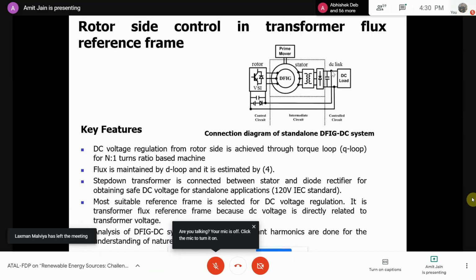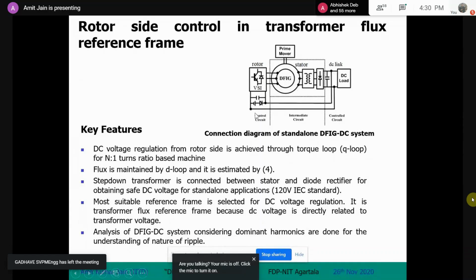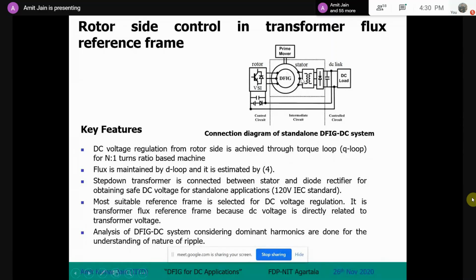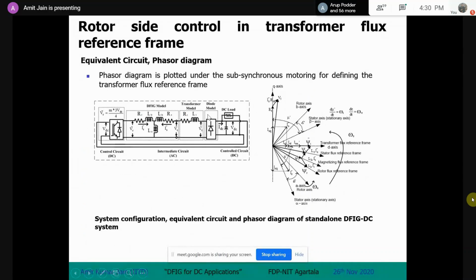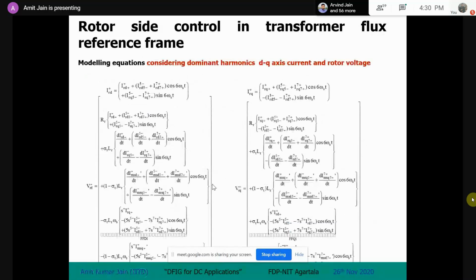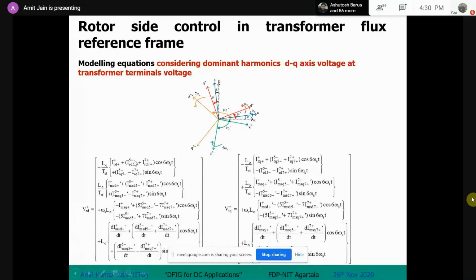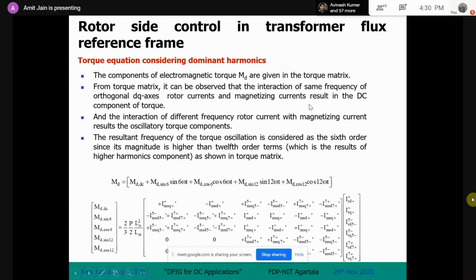Whatever step down is there within the machine is a 1:n machine, right? That 1:1 ratio we have compensated using a transformer. If you do that, you slightly have to take care of that in the modeling, and that also we have done. And we have done the analysis of what kind of harmonic currents will flow in the stator. Basically, it will be the 6th and 12th harmonic. If you understand this, we can do something.